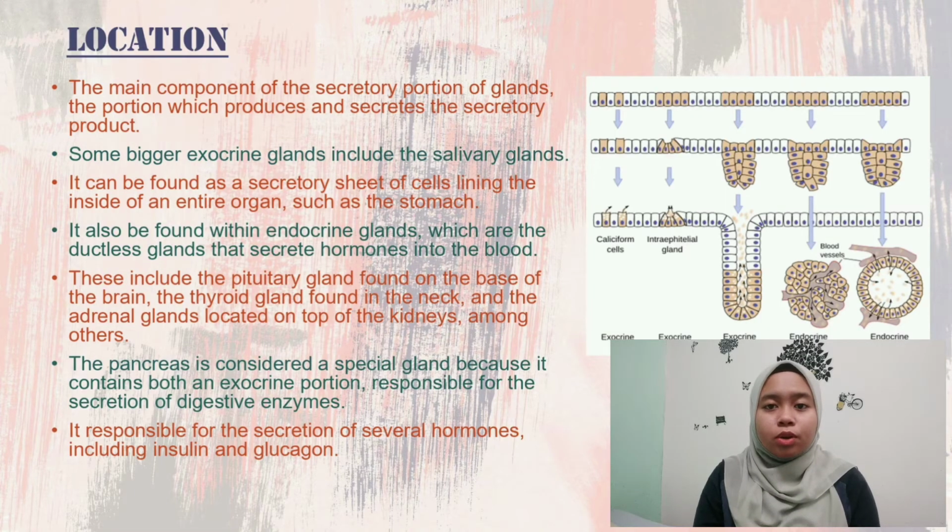Now, here we go to the location. The main component of the secretory portion of glands is the portion which produces and secretes the secretory product. Some bigger exocrine glands include the salivary glands. It can be found as a secretory sheet of cells lining the inside of an entire organ such as the stomach. It can also be found within endocrine glands, which are the ductless glands that secrete hormones into the blood.